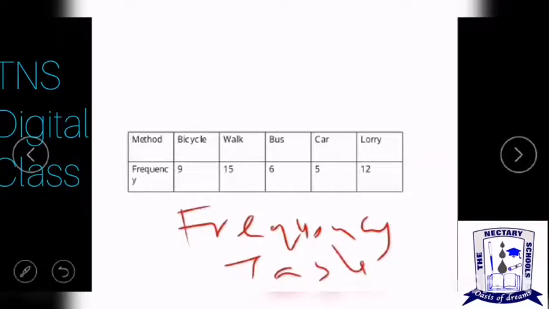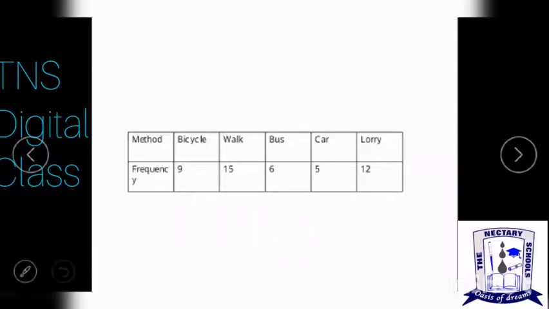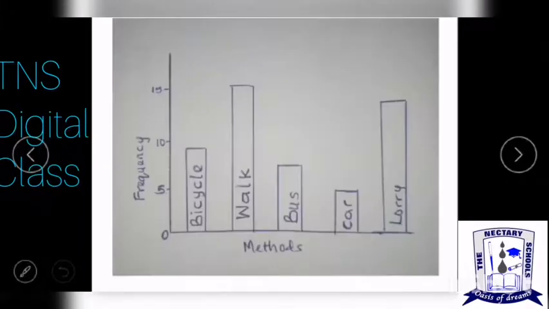Shall we use this table now to construct our bar chart? Very good. Let us construct our bar chart. Here is the bar chart representing the data on the frequency table. This is the graph.